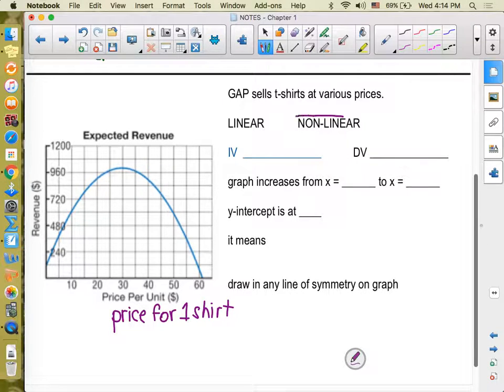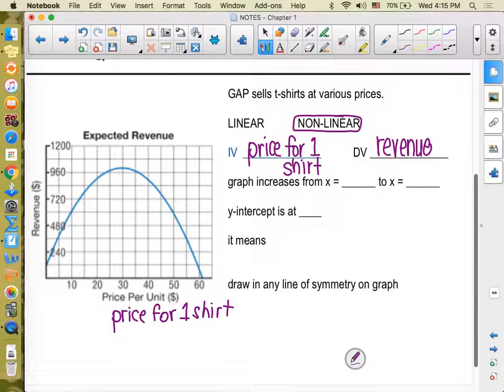So this graph is not linear because it's curved. Our independent then is the price for a shirt. And they're going to change that to see if they can affect the revenue. So revenue depends on all the shirts that they sell. The graph is increasing. The graph is increasing from the beginning, and it's heading uphill right up until about here, which is at an x of about 30. From 0 to x is 30.